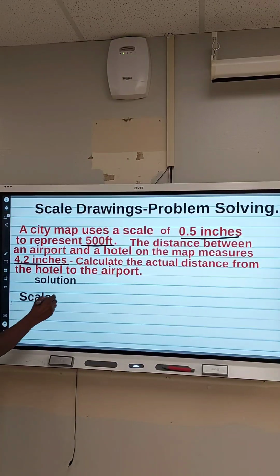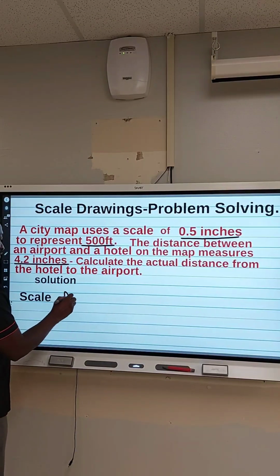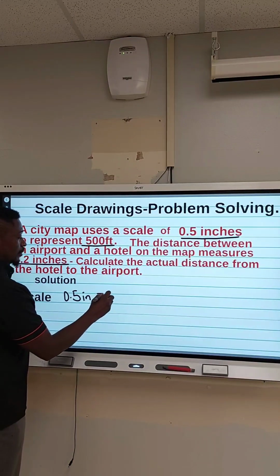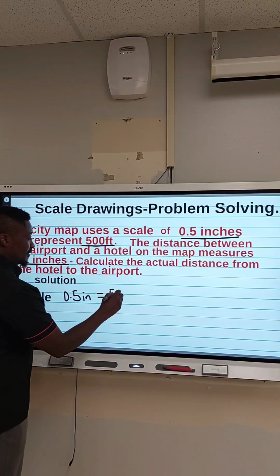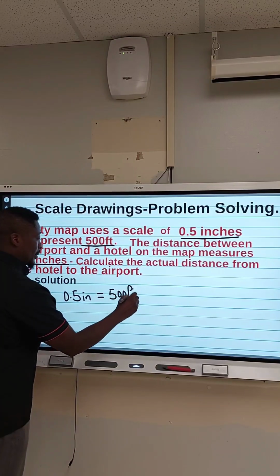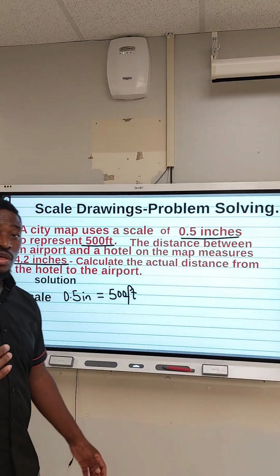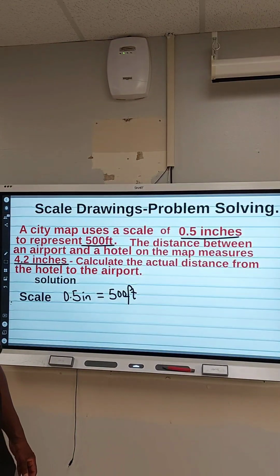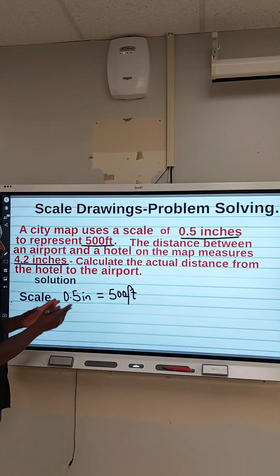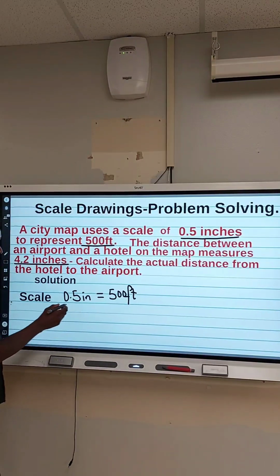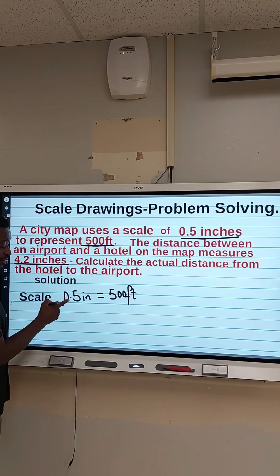So the scale says that 0.5 inches is equal to 500 feet. Okay, by multiplication, one strategy of solving such a problem is to get a unit scale. A unit scale means you want to get what 1 inch will equal. So to get 1 inch, we simply multiply 0.5 by 2.